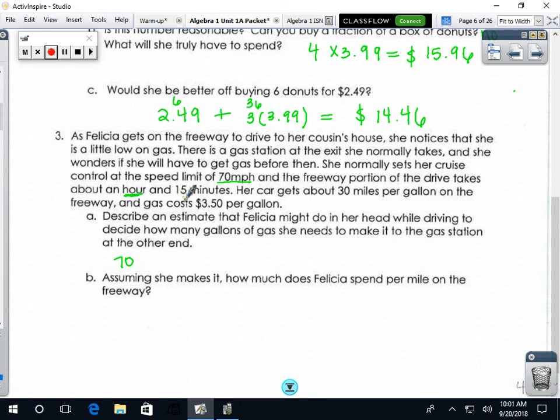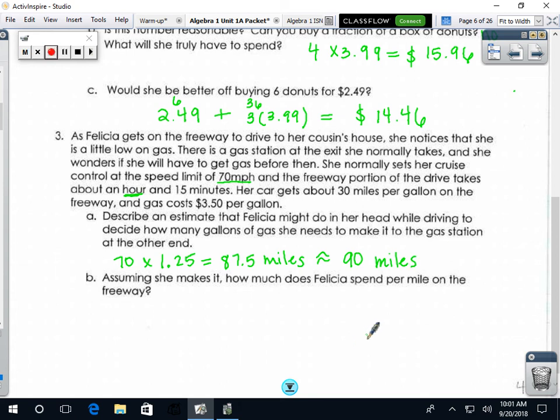15 minutes is what of an hour? A quarter. So couldn't we multiply 70 miles per hour times 1.25? That's an hour and a quarter of an hour. And that gives you 87.5, which is why 85 was very close. So if she's driving an hour and 15 minutes at 70 miles per hour, that's 87.5 miles she's gone. Now, since we are doing this in our head, we're going to just round that up to approximately 90 miles to get to that exit.